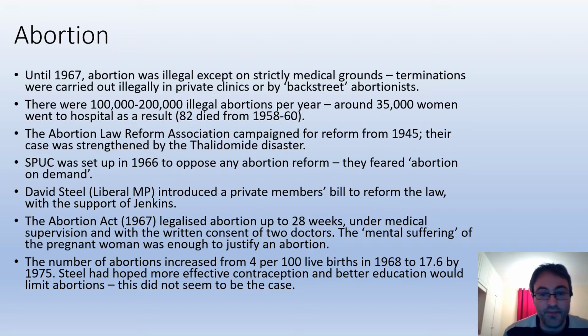In terms of Parliament, this time it's a private member's bill again. This time it's David Steele, a very well-known Liberal MP, who becomes Liberal leader in a later era, but he's the one who introduces the private member's bill. Just like Sidney Silverman on capital punishment, Steele has the support of Jenkins, and that is crucial. And once again, Parliament votes in a Liberal direction, and in 1967, the Abortion Act is passed.